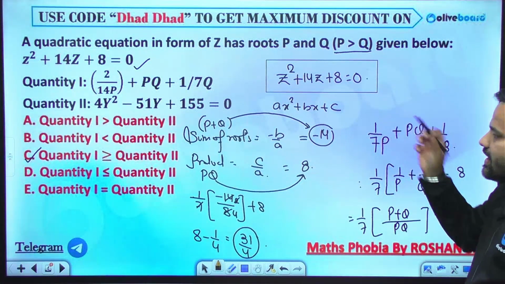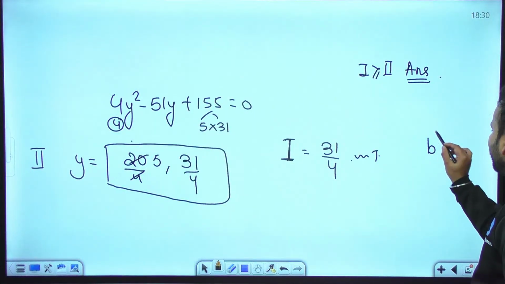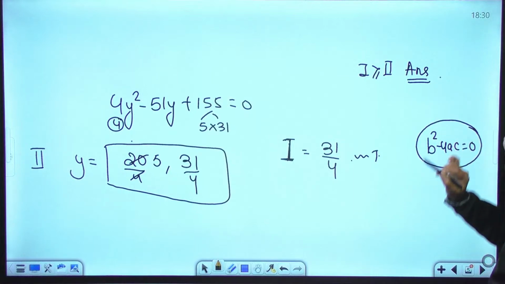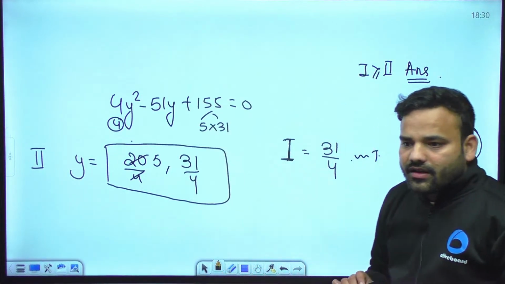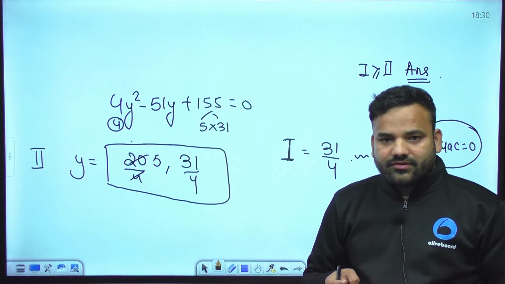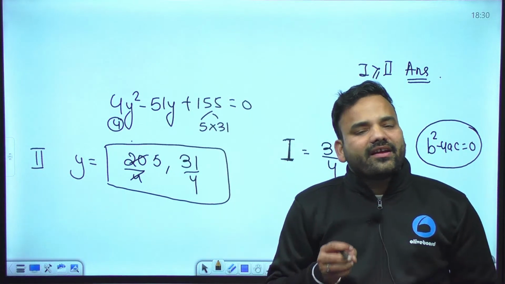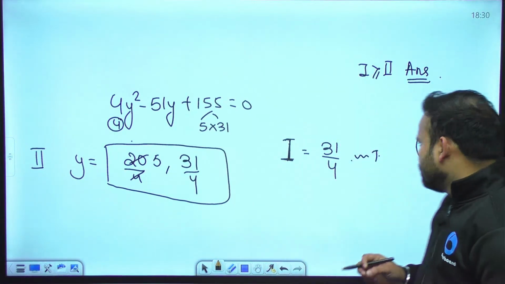And you know what? If b square minus 4ac is equals 0, in that case only we are getting the real roots, isn't it? If it's less than 0, I will be getting the imaginary roots. And if it's not a perfect square, in that case we will be getting roots in a rational form. Fine.